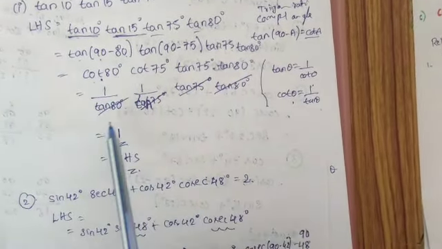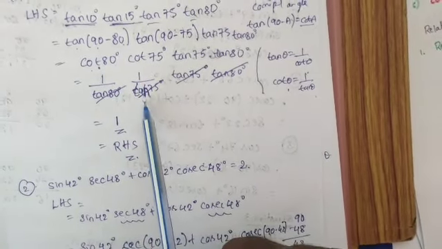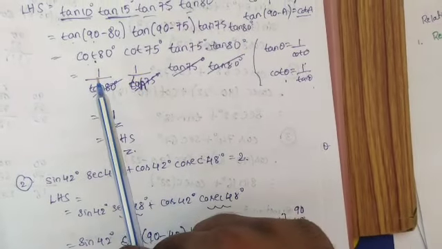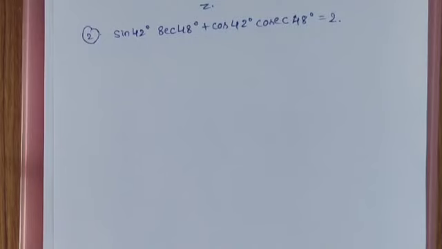Cot can be written as 1 dividing by tan. So 1 dividing by tan 80 degree, similarly 1 dividing by tan 75 degree. Here tan 75 degree gets cancelled. Similarly tan 80 degree gets cancelled. The remaining thing is 1. Now question number 2.